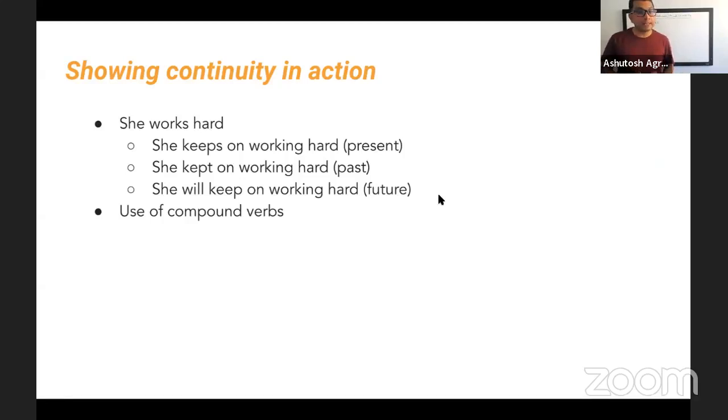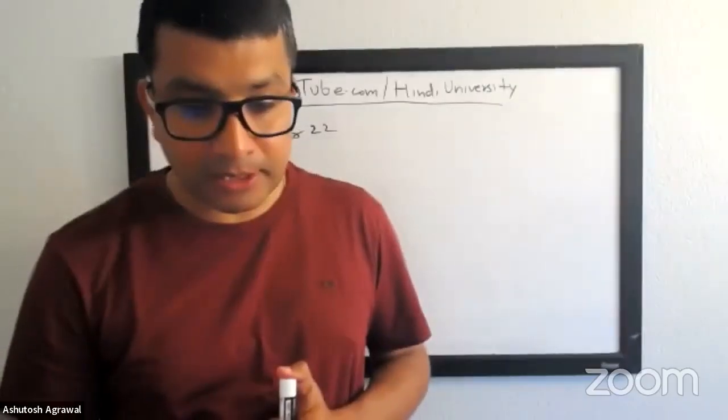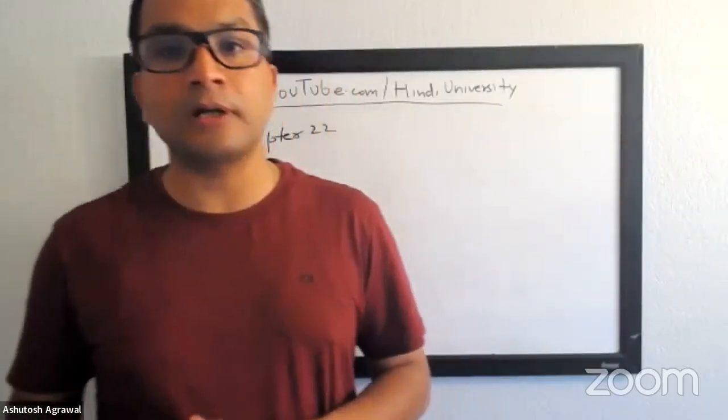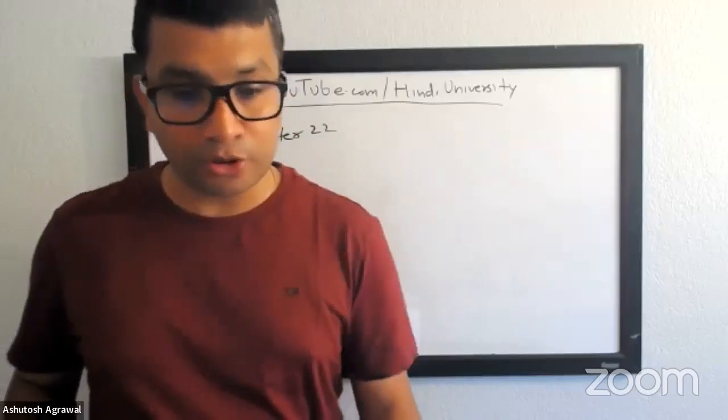The same thing can be said in the past tense and the future tense, such as "she kept on working hard" or "she will keep on working hard." Or sometimes you want to give a command or a suggestion to someone: "just keep on working hard, and you will be successful." In all of those scenarios, the speaker wants to show continuity in action. We can achieve that by using compound verbs in Hindi, and by the end of this class, we'll make sure that all of you are comfortable using the compound verb to show continuity.